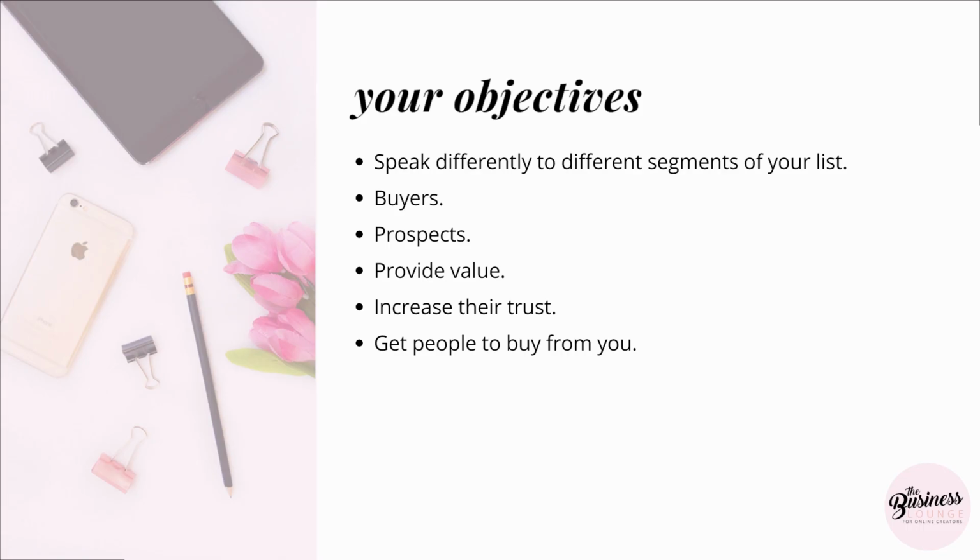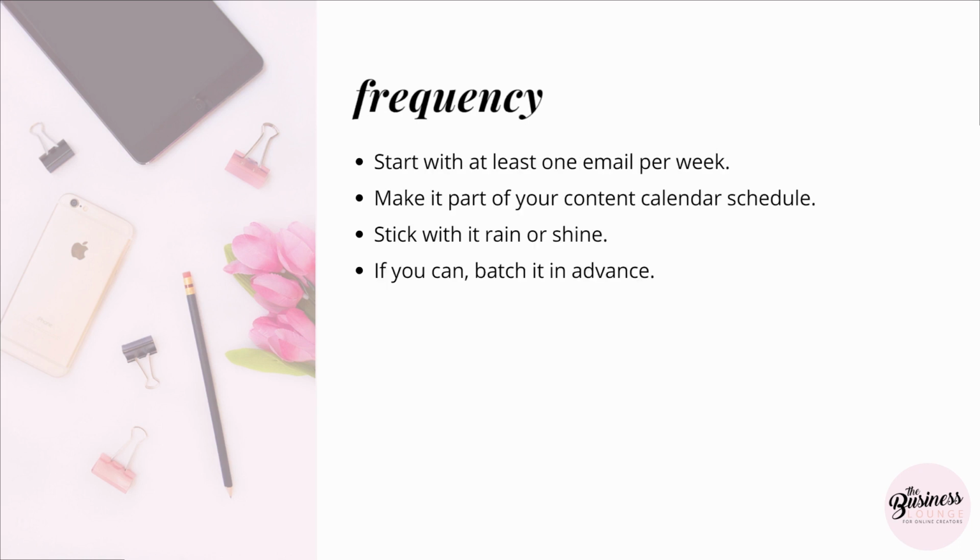Here are your basic objectives. Again, when you are segmenting your list and figuring out what you're going to be sending to each individual group, you want to speak differently to different segments of your list as much as possible. You also want to really make that distinction between buyers and prospects. Also, you want to provide value. You have to focus on providing value as much as possible for both groups, both your buyers and your prospects. You also want to increase their trust, and eventually you want to get prospects to buy from you. Those are the objectives of your email marketing content.